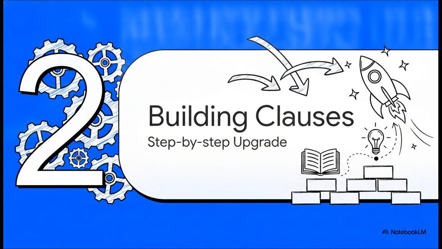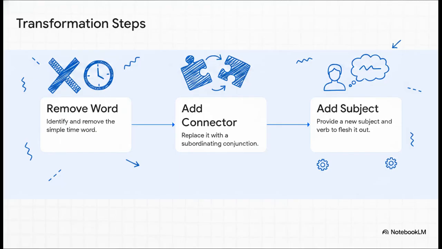Moving right along to Section 2, Building Advanced Time Clauses. Let's turn this abstract grammar into a concrete, easy-to-use formula. Here is a super simple three-step process you can replicate anytime you're writing an essay or giving a formal presentation. Step 1. Identify and remove that basic, simple time word from your sentence. Step 2. Replace it by adding a subordinating conjunction. That's your connector word that sets up the relationship. And step 3, flesh out that new timing relationship by adding a brand new subject and verb.